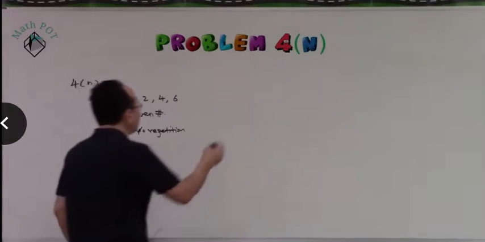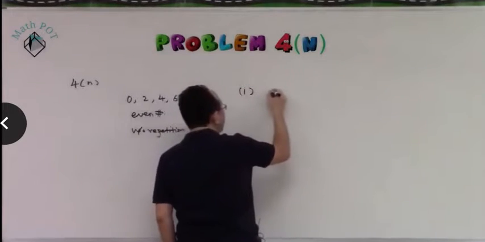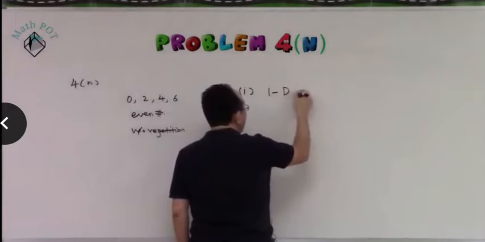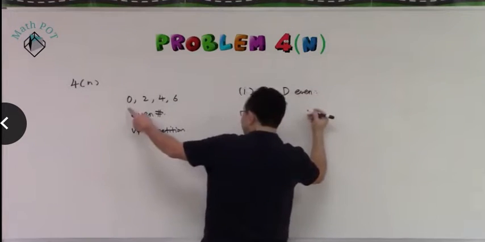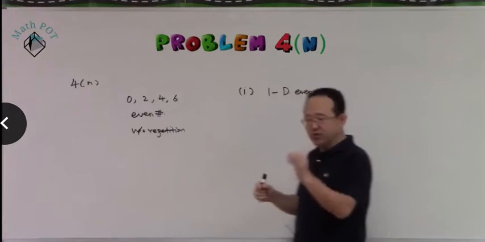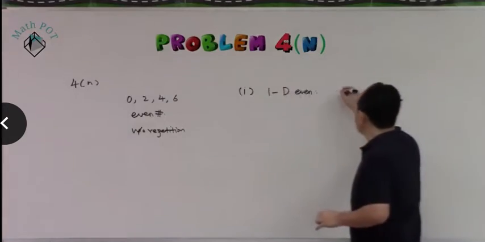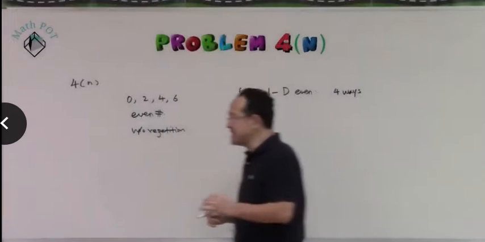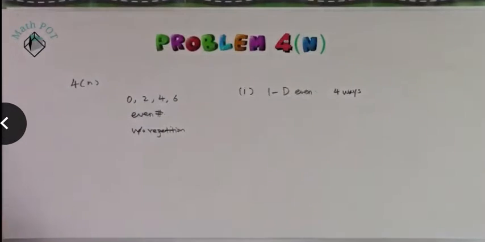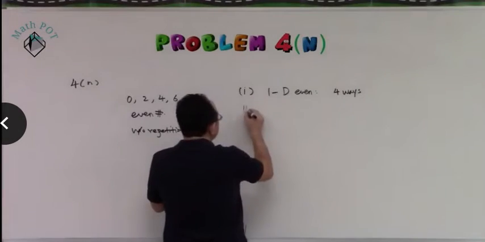The first case is when we have only one digit. If it's a one-digit even number, it's very clear that we can list everything: 0, 2, 4, and 6. We have 4 ways. We solve this one by listing and counting, which gives us 4 ways.